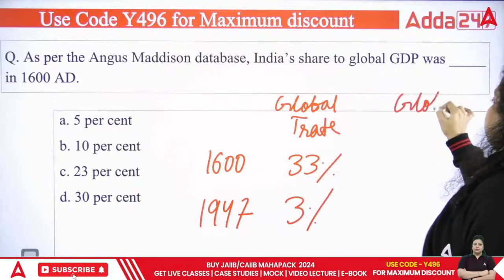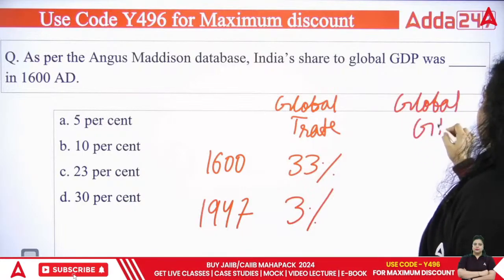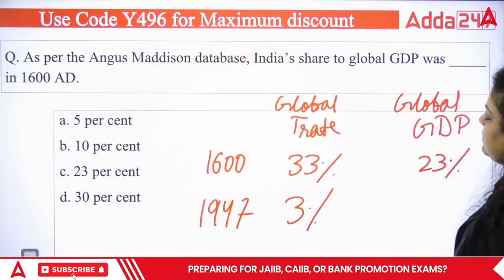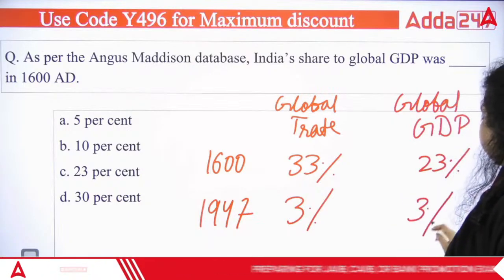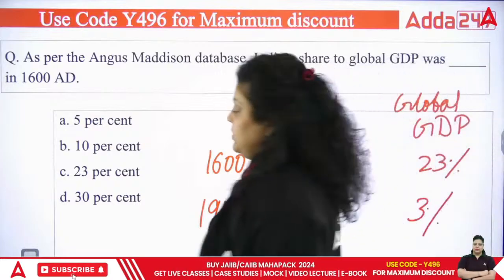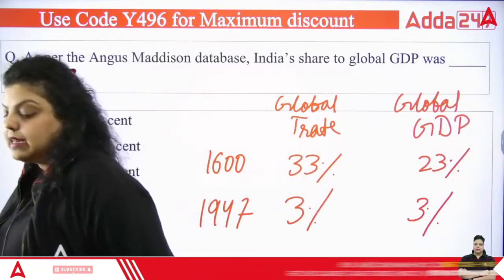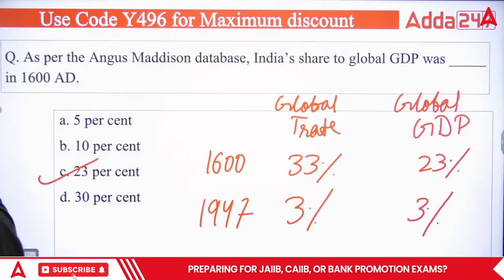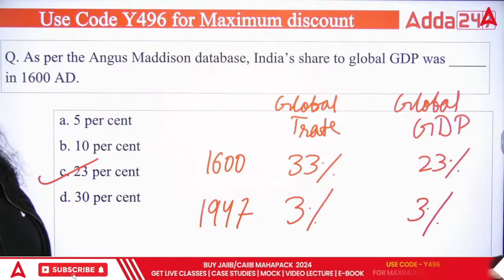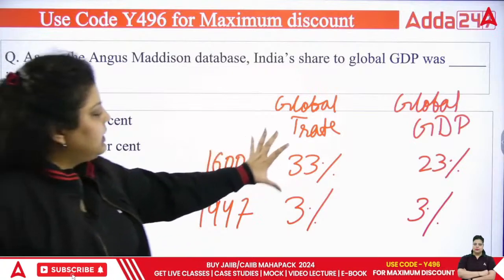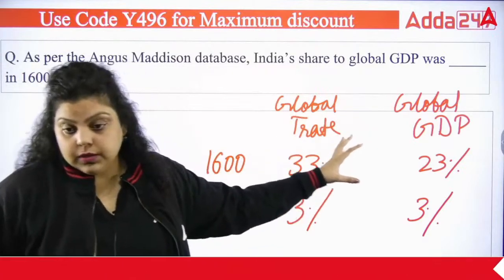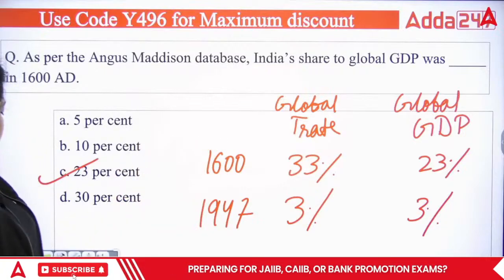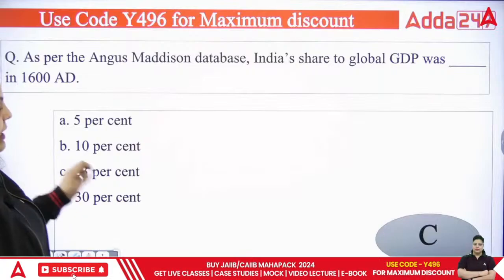In the global GDP, India's contribution in 1600 was 23%, and at the time of independence it was 3% only. So the right answer will be 23, that is option C. At the time of 1600, India's contribution was 23%. Okay, so do remember both data points, about global trade and global GDP. That's very important. So the right answer is C.